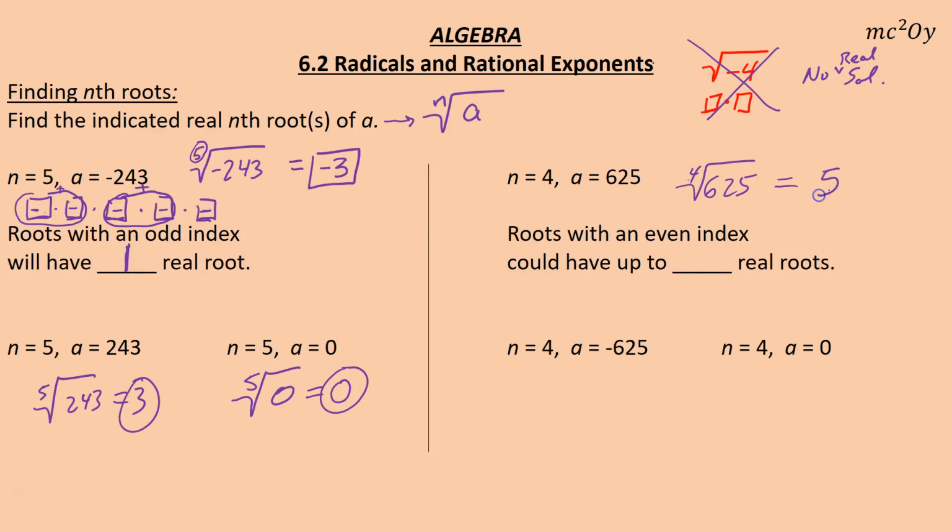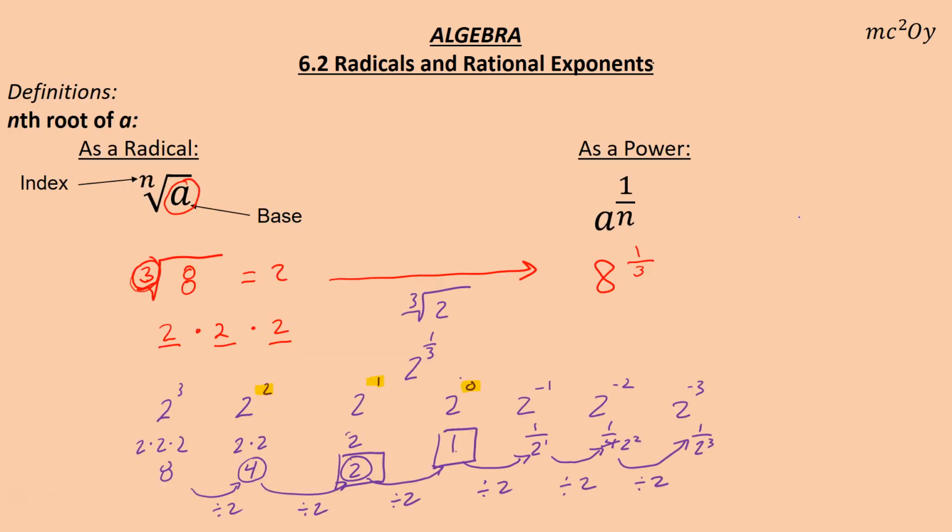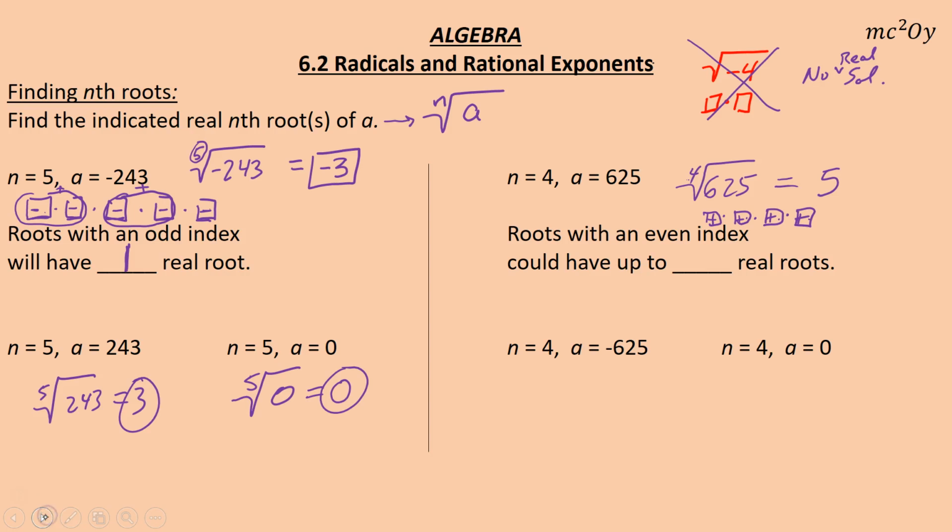We've got 5. Now notice, remember I'm multiplying 4 things together to make 625, and we've determined it's 5. So 5 times 5 times 5 times 5 is 625. Positive times positive times positive times positive is positive. Oh, my apologies there. Okay. This last one is positive, right?